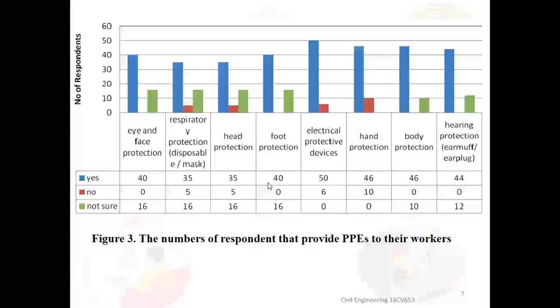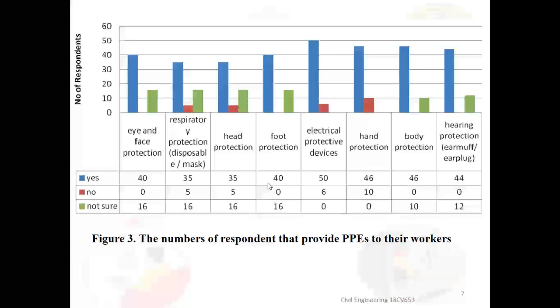So we can see that the number of respondents who gave yes is in blue, no is in red, and not sure is in green. For eye and face protection, most of them have given yes, it is required, up to 40%, and no is 0, and 16% of respondents are not sure.